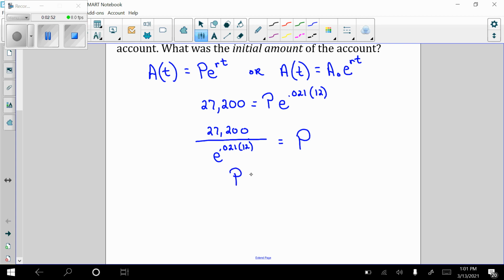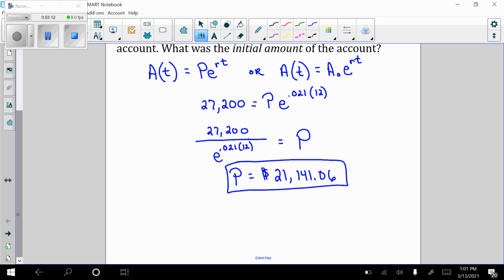So if you do that correctly, you should get $21,141.06. So over the 12-year period, you gained what, about $6,100. That's not terrible.